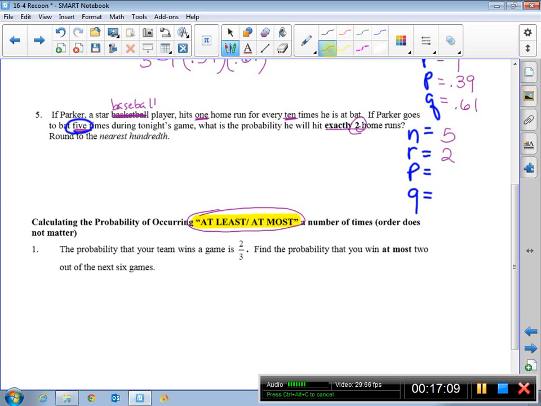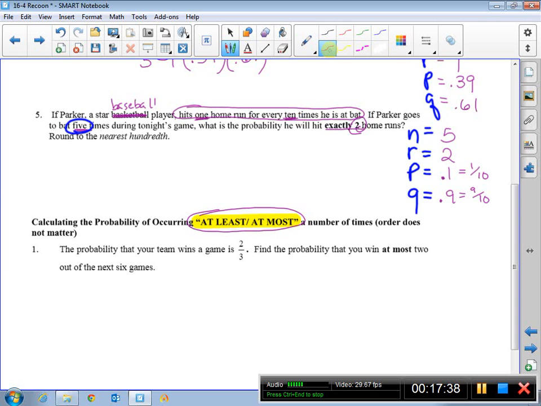Now I need the probability that he gets a home run. So that's what this first one was. Parker hits a home run for every 10 times at bat. So his probability of getting a home run is 1/10 or 0.1. You can do that either way. So the probability he doesn't get a home run is then 9/10.